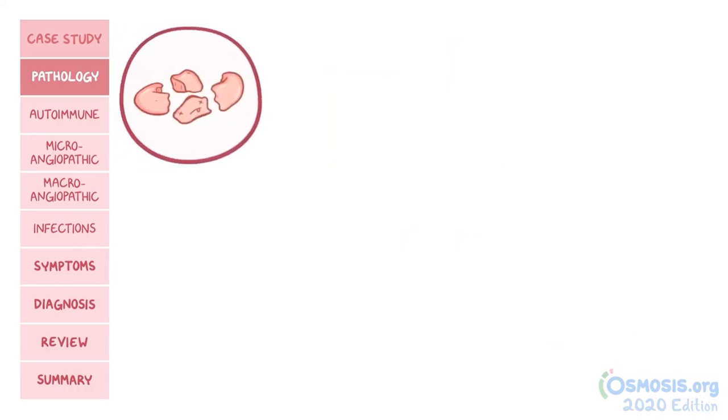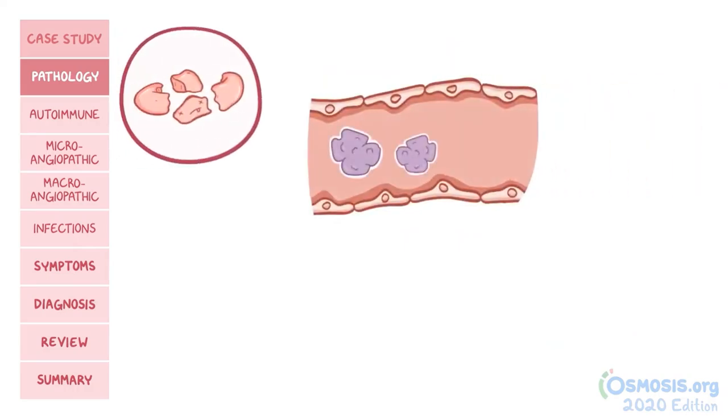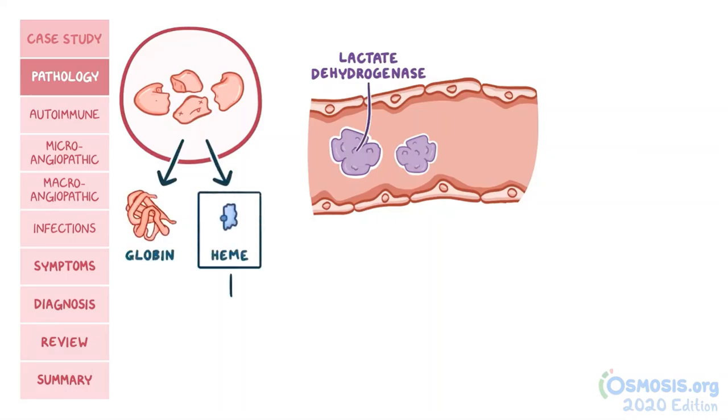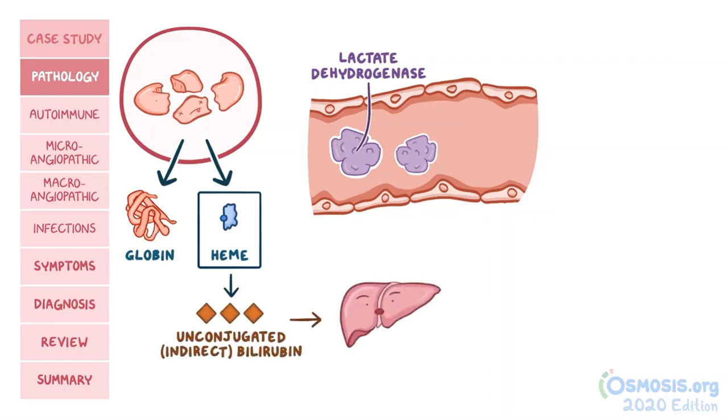Alright, now whenever there's red blood cell lysis, an intracellular enzyme called lactate dehydrogenase, or LDH, spills out directly into the plasma and builds up in the blood. Hemoglobin also spills out of the cells and breaks up into globin and heme. Heme is converted into unconjugated, or indirect, bilirubin, which is then taken up by the liver cells and eventually secreted out with bile.